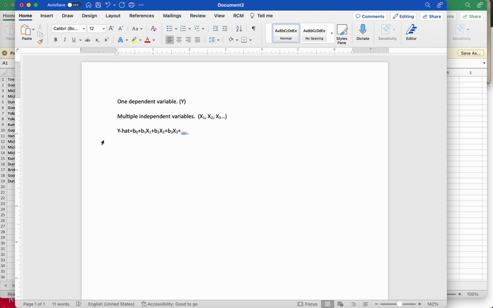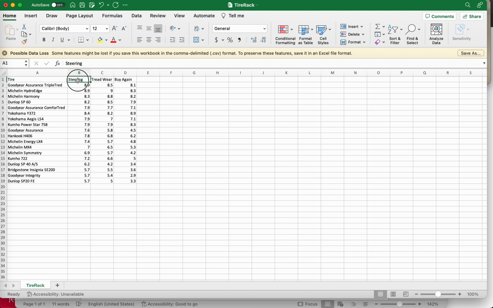Okay, so we're going to find this equation. You're going to find the coefficients b0, b1, b2, b3, and so on. In our case, there are only two independent variables: steering and tread wear. Whether a customer will buy something again depends upon steering and tread wear. At least that is what we are assuming. The question is, how well do just steering and tread wear impact a customer's decision to buy again?